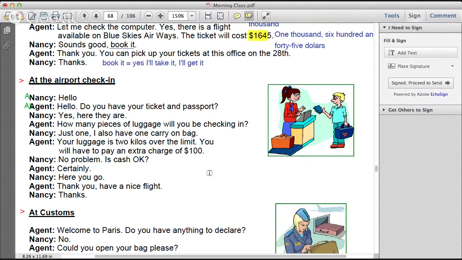Hello. Hello, do you have your ticket and passport? Yes, here they are. How many pieces of luggage will you be checking in? Just one. I also have one carry-on bag. Your luggage is 2 kilos over the limit. You will have to pay an extra charge of $100. No problem. Is it cash? Certainly. Here you go.